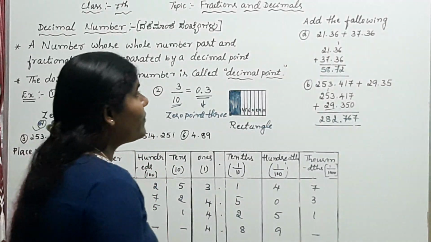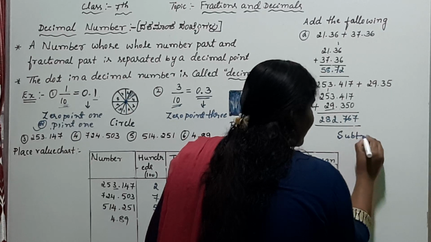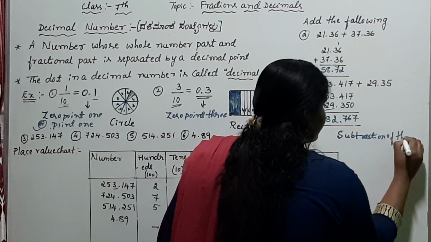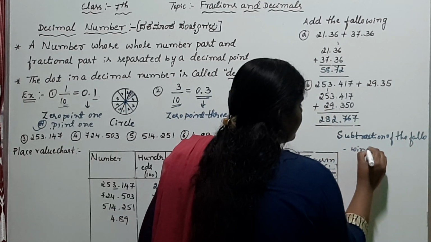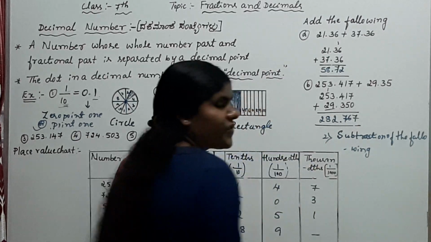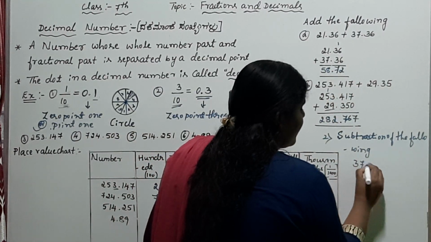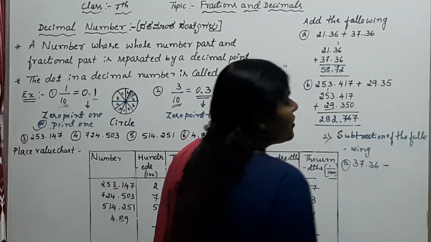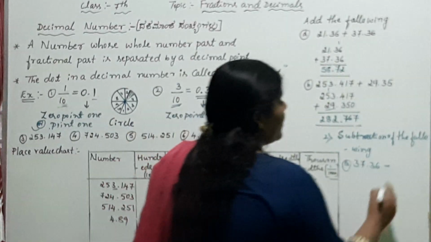Next, another example. Next, subtraction. How to do the subtraction? Take the same example, 37.36. You already know that. Subtraction, in the sense which sign do you use? Minus. Yes, very good.